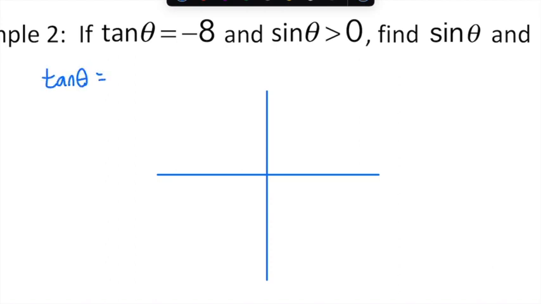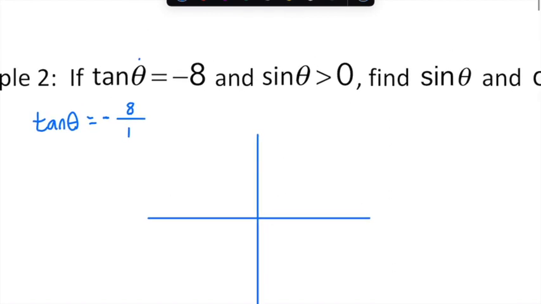Yep. Now I'm going to specifically write it this way. I don't know technically where that negative goes, if it goes with the 8 or the 1. So I'm going to purposely write it off to the side here, kind of right in between. I'll have to figure out what quadrant we're in first. But we do know tangent is negative, and we also know sine is greater than 0. What does that mean if sine is greater than 0? It means it's positive.